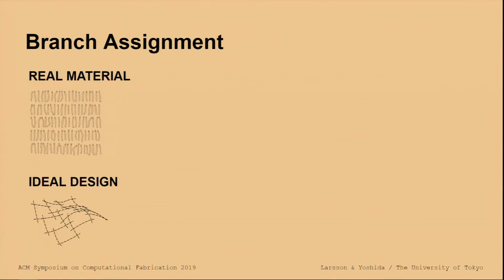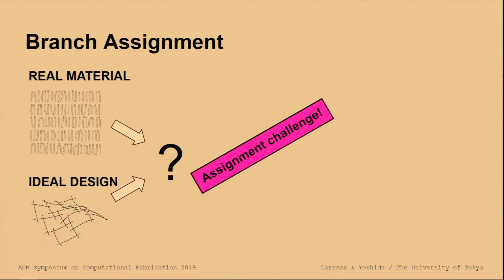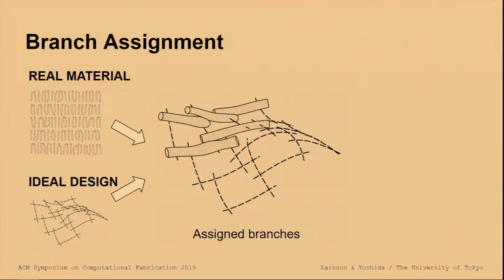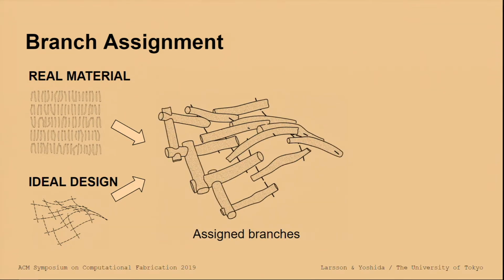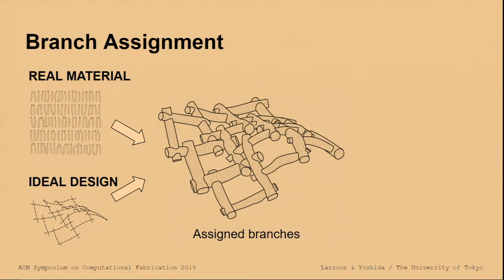So now we have a digital library of all the available material, and we have the design that we want to make. And the question is, which branch goes where? We have what we call an assignment challenge. So we developed an algorithm that can decide where and how to place each branch so that it best approximates the target design.